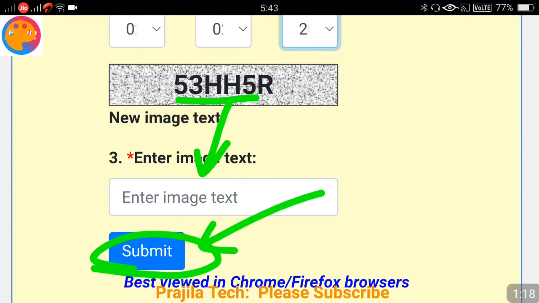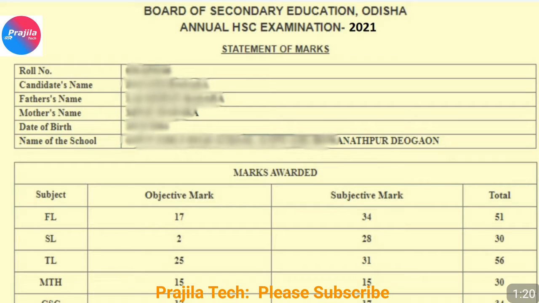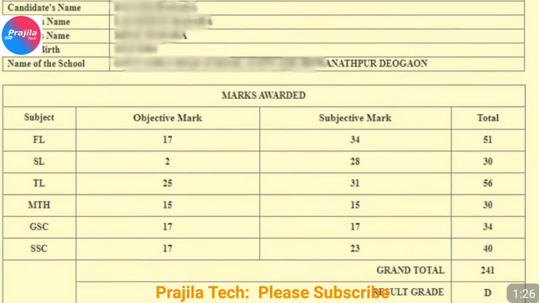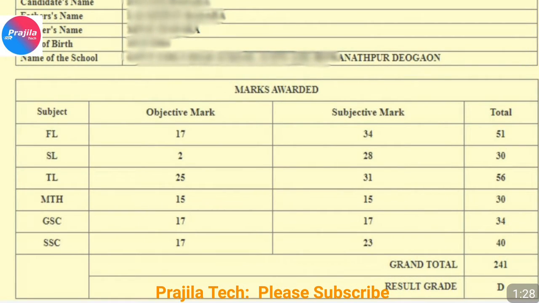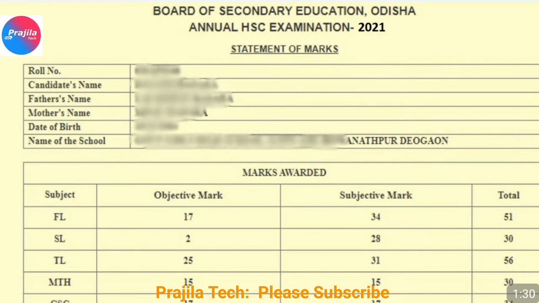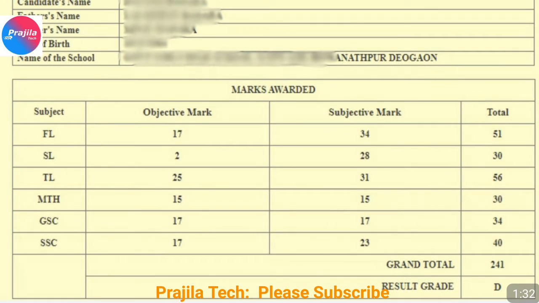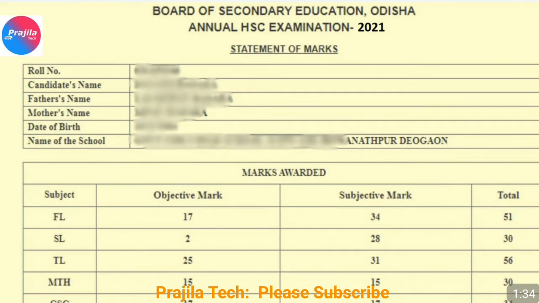Simple process. After that you get the marks card downloaded like this. You can see here, roll number, candidate's name, all personal details, as well as the marks will be displayed properly, and the total marks also will be given. There will be a print option at the bottom of the page. Otherwise you can also take a screenshot, and please get it downloaded. Keep your marks card stored for the future.